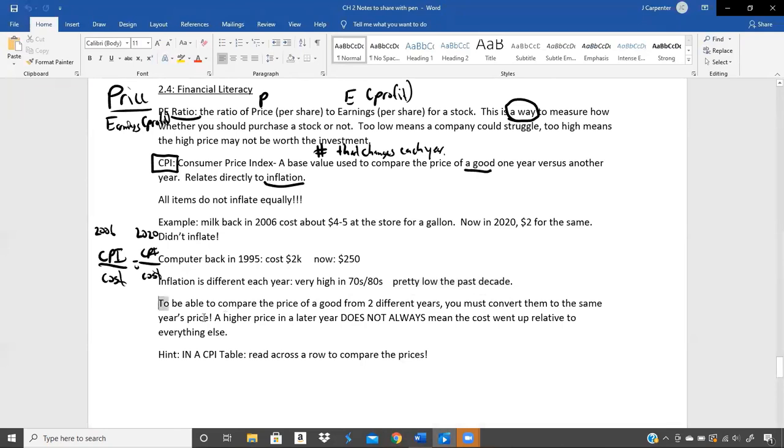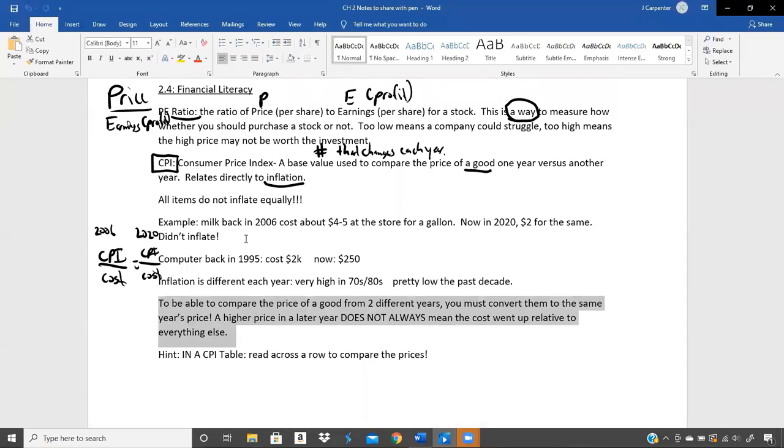All right, so getting to the actual point of this, how you can use it in the real world, because you can pull up these CPI values. They're just numbers in a table on the internet. And very often you can find them in an Excel file. And one of your homeworks, clearly you probably can guess, you'll be doing something like that. So to be able to compare the price of a good from 2 different years, you must convert them to the same year's price, so the same year's dollar.